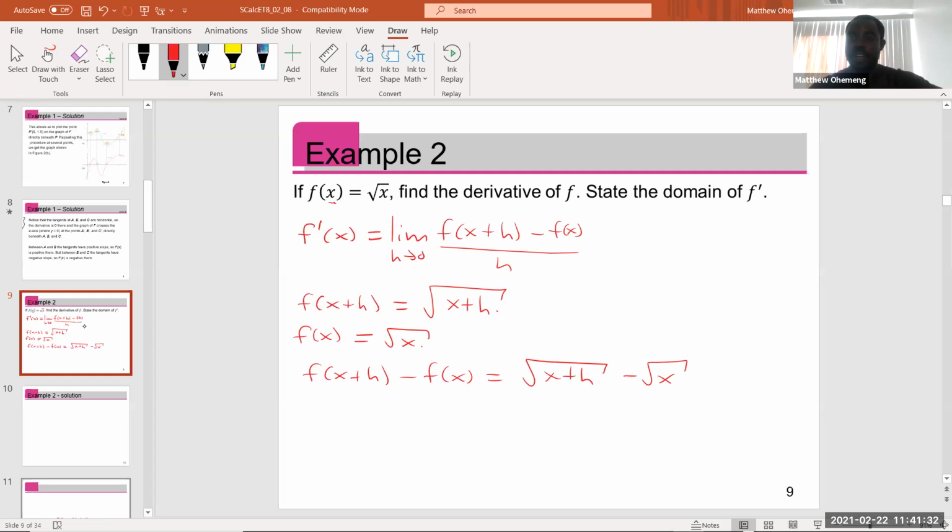We can't simplify anything here yet, so we have to put everything back together. The final formula is now: f prime of x is the limit as h approaches 0 of f of x plus h minus f of x, that's just this, the square root of x plus h minus the square root of x, all over h.